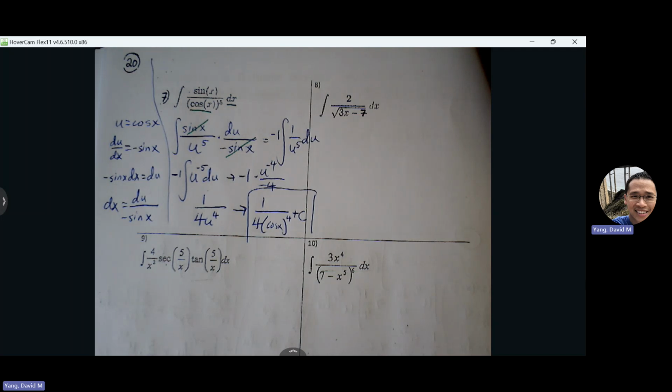Number 8, power rule. We can't do too many terms in the denominator. The denominator is too complicated here, so you have to think about your substitution. Create your set of parentheses. Identify your u value. And then move through your steps.